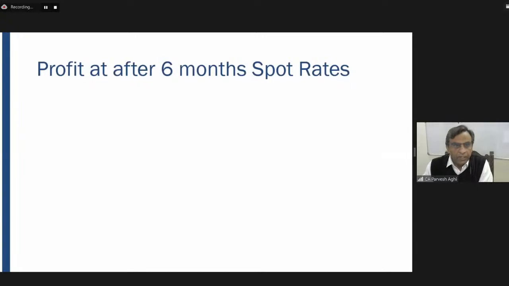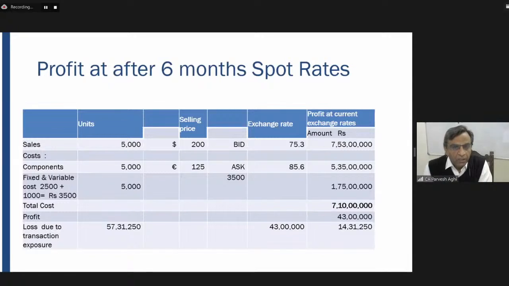But if we move on and calculate his profit after 6 months, how much would he have made? He would have made a profit of 43 lakhs. So again, he's losing. The loss due to the transaction exposure is this: the profit earlier was 57 lakhs 31,250, and now his profit has been reduced to 43 lakh. So overall, his profit is down by 14 lakh 31,250. So I hope it matches with the answers you have done at your end.